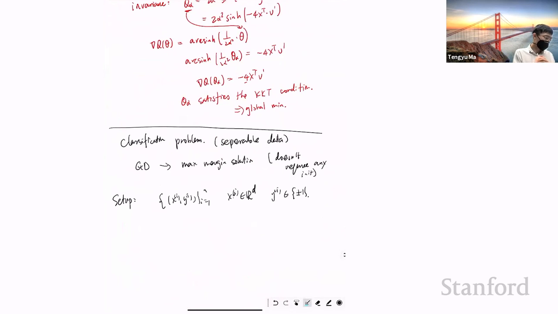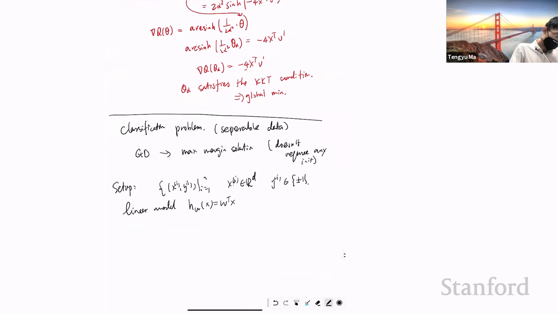Okay, cool. So going back to the classification problem. This is our setup. Here we're only going to do the linear model, even though some of this theory still works for nonlinear models with roughly similar techniques and similar conclusions. And here we're going to have a loss function.